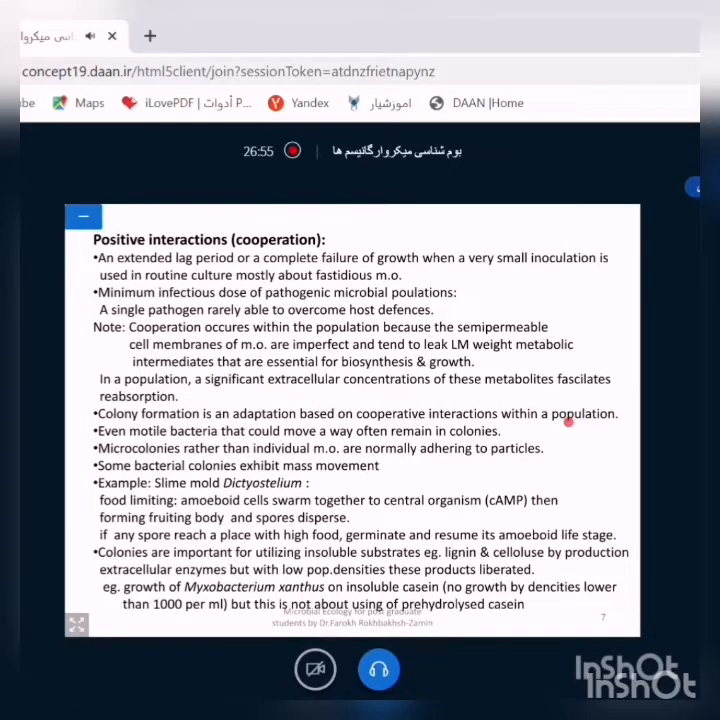So bacteria on a plate can go far from each other, but they don't do that. Even though they have flagella, they make colonies together. They have a population like a city, like a village. They are with each other because there are cooperative interactions in the colony. Even motile bacteria that could move away often remain in colonies. So it is another example of positive interactions or cooperation in one population.